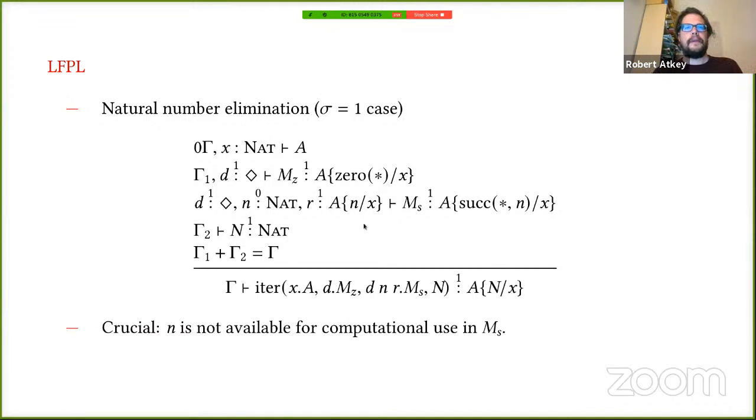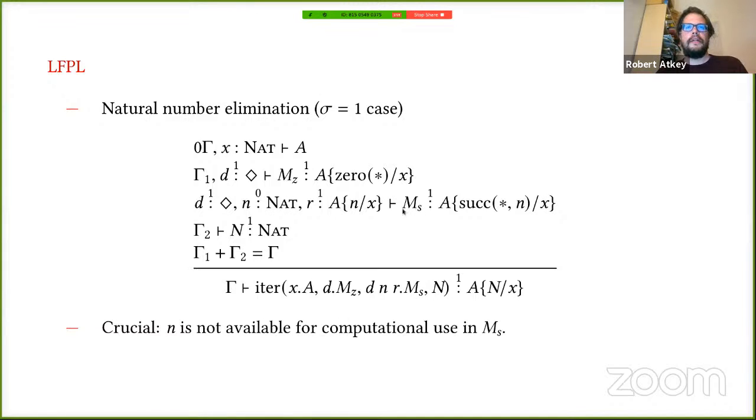And in the step case, we get a diamond. We get a natural number that we're not allowed to use. It only exists there for the purposes of the typing. So this natural number is not allowed to be used computationally, but it does allow us to type the A. So we have the property A is true for n, and we have to prove that it's true for a successor of n. So we can use this n in the types, but we're not allowed to use the n to actually write our term here.